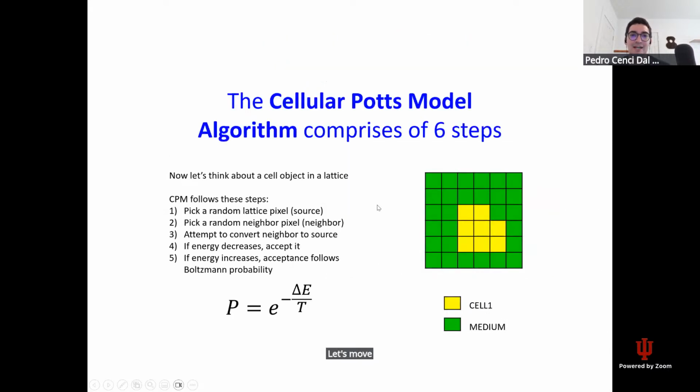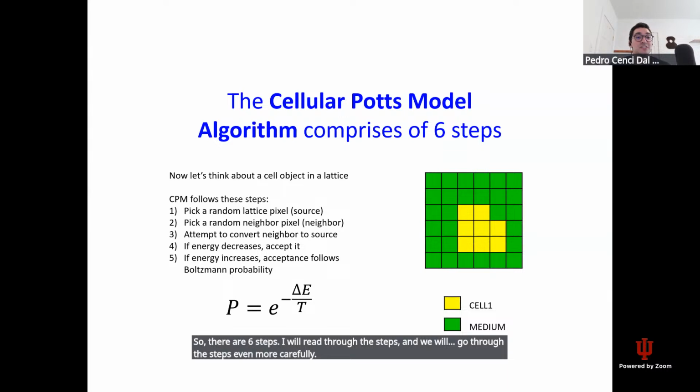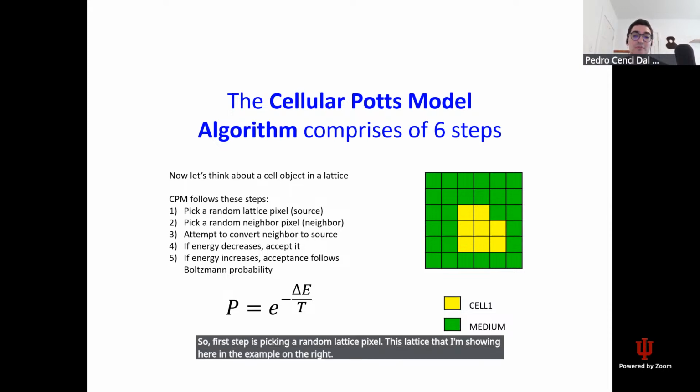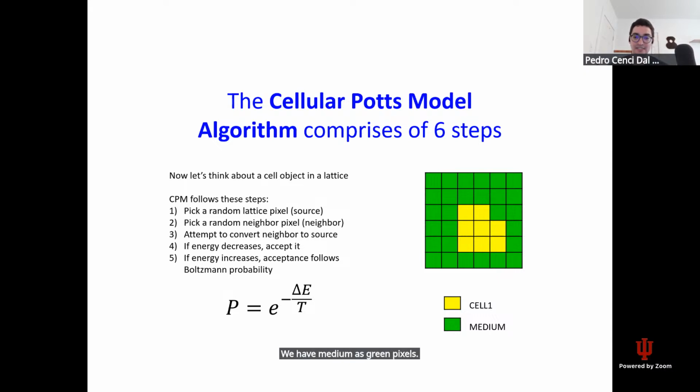Okay, so that is more or less the understanding of Bob's game. Let's move to the actual Cellular Potts model. We are prepared. Let's start. So there are 6 steps. I will read through the steps and we will go through the steps even more carefully. So the first step is picking a random lattice pixel. In the lattice that I'm showing here in the example on the right, we have medium as green pixels, and we have cell 1 as the yellow pixels. So we pick a random lattice pixel. It could be any of these pixels.